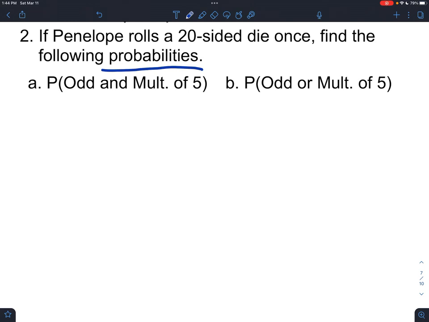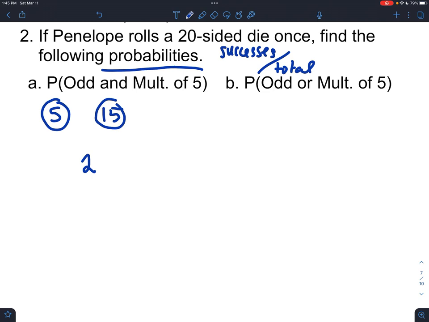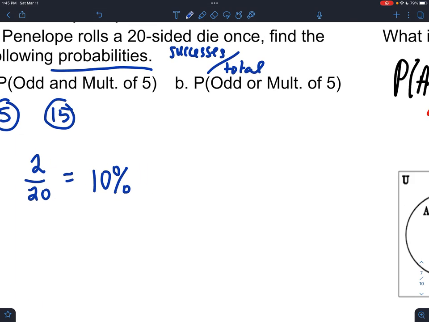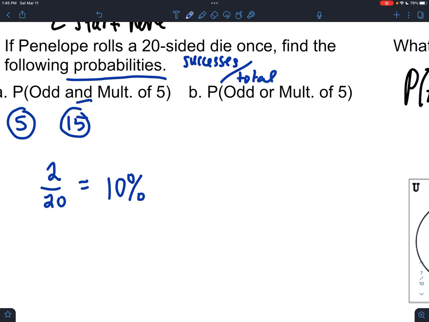Okay, if we roll a 20-sided die once, what are the probabilities? Okay, so probabilities are also about successes over the total number of outcomes. So for one dice roll, there's 20 outcomes. But in order to be odd and a multiple of 5, you can only be a 5. 10 doesn't work, and 15 works. So there's only 2 successes out of the 20, which gets us 10%.